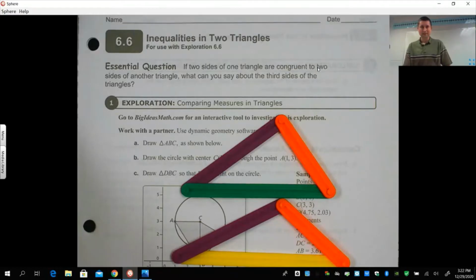Hello, geometry. This is the last lesson in chapter 6. After the triangle lesson, or here, chapter, we're going into quadrilaterals and more polygons and more sides that we can even look at. So this last one is called Inequalities in Two Triangles. It basically is one theorem called the hinge theorem.